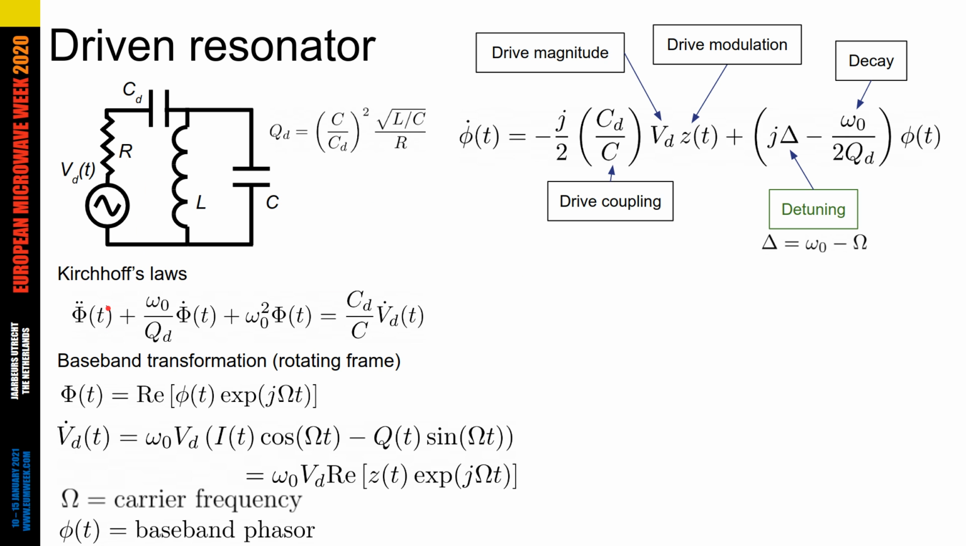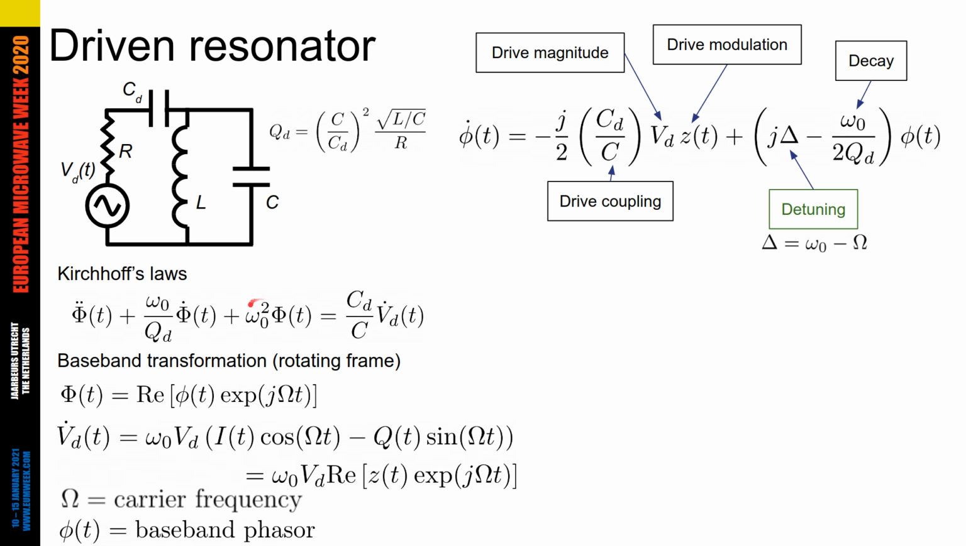So this differential equation has four terms. There's the second order derivative of the flux here, which is sort of like the inertia. There's a damping term right here that depends on QD. QD is the quality factor of the resonator that it gets because of the drive. So there's the coupling capacitor CD and this resistance, and that gives you a loaded Q, which is given by this equation right here. So that Q shows up in a damping term.